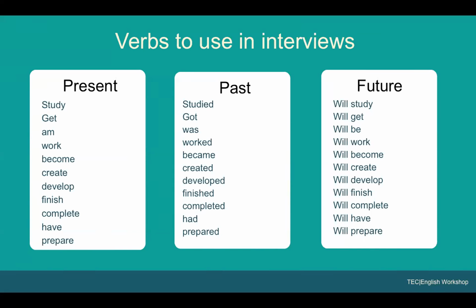So I developed in the past. I will develop. I finish right now. I finished in the past, and I will finish. I complete my homework. I completed my homework. I will complete my homework. I have, I had, and I will have. So, have is a very common mistake because, for example, some people use I has. You know, it can be very confusing.